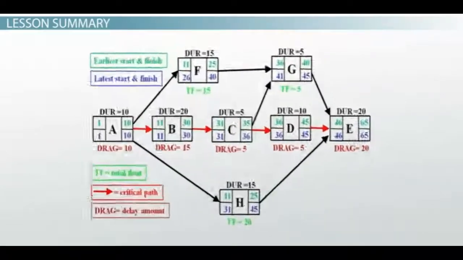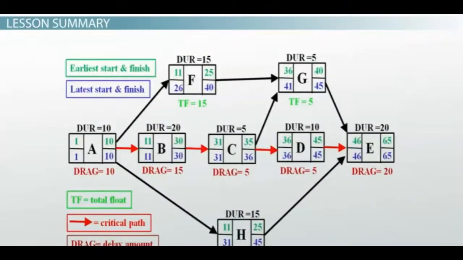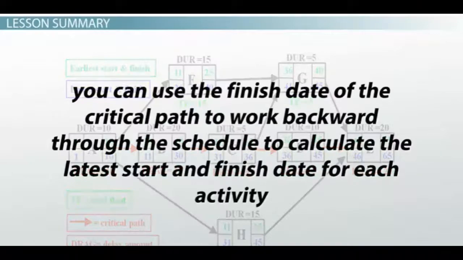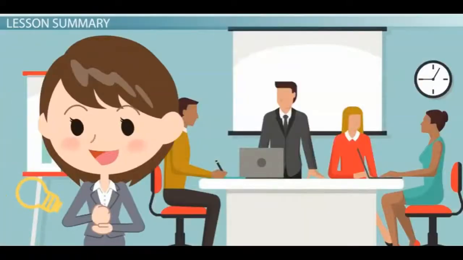By analyzing the activities moving forward through the diagram, you determine the earliest start and finish date for each activity. When you find the critical path, you can use the finish date of the critical path to work backward through the schedule to calculate the latest start and finish date for each activity. Knowing both allows you to better determine the effect on the overall project should an activity miss its last start date.